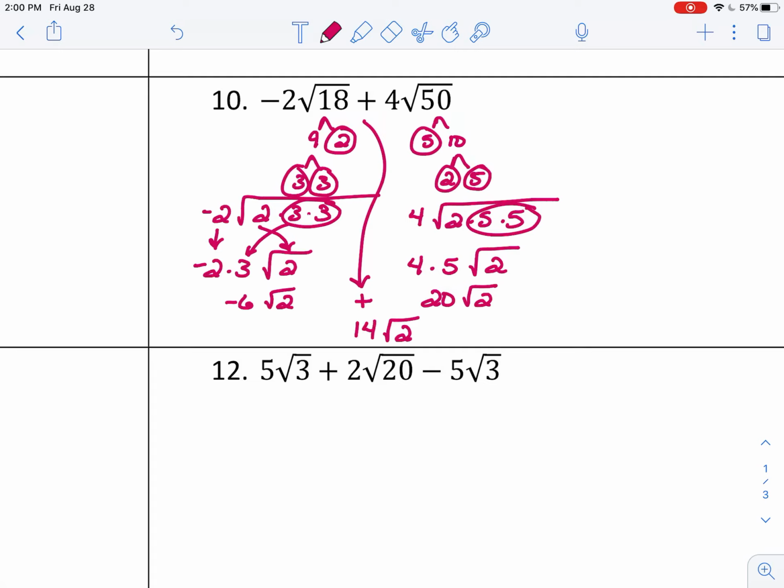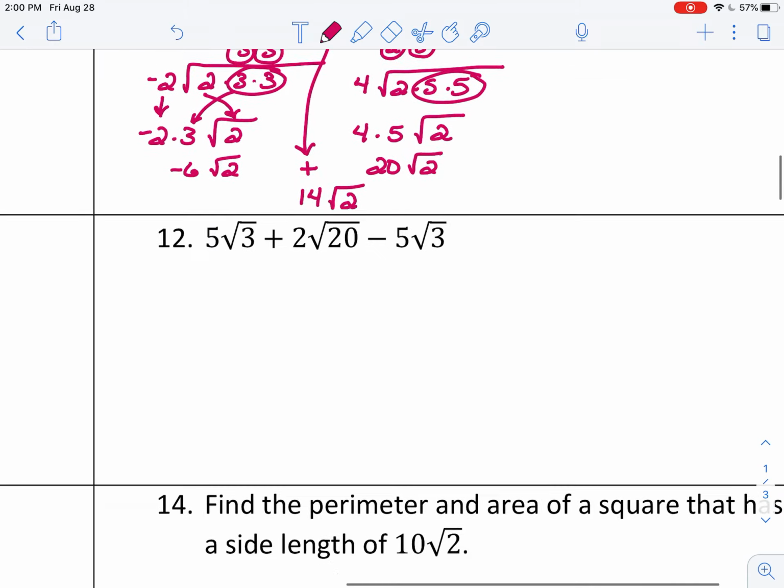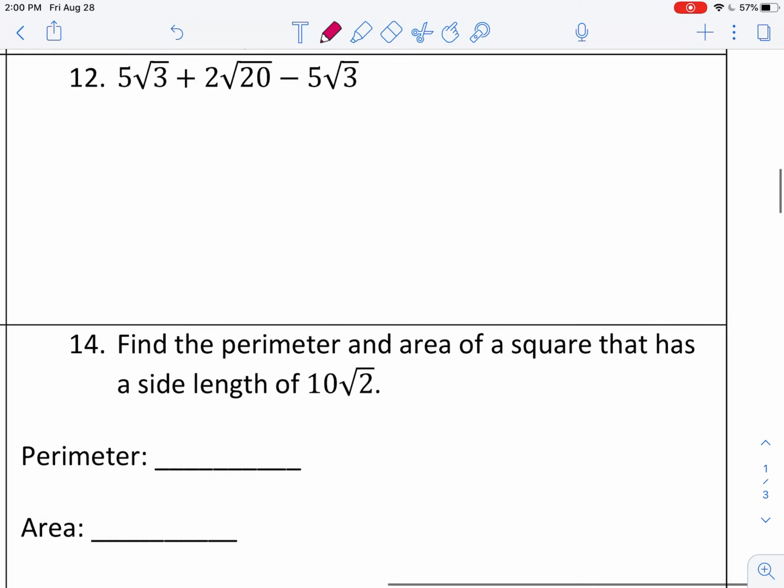And I apologize, I lied to you. We are going to do number 12. Number 12 has 3 terms. I see a 5 root 3, a 2 root 20, and a negative 5 root 3. So 2 of them definitely are already like terms. So I'm going to go ahead and combine those, and we'll just kind of see if there's anything we could do with the middle term.